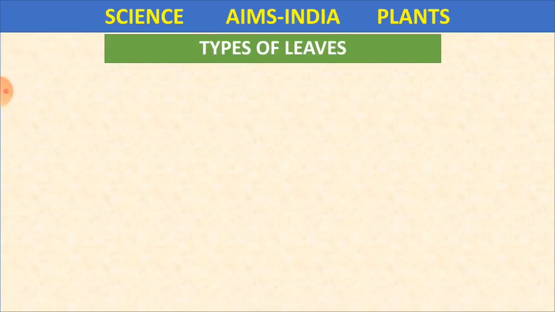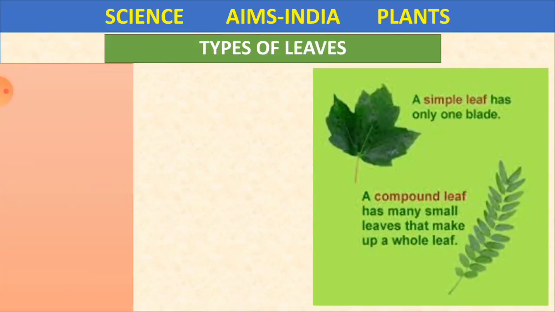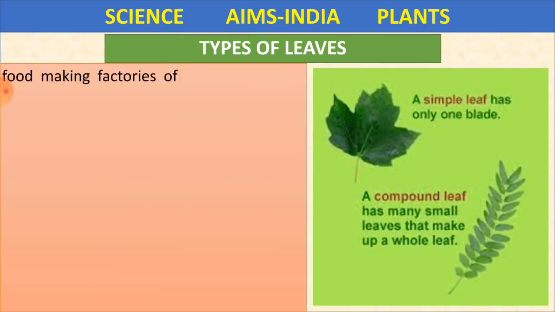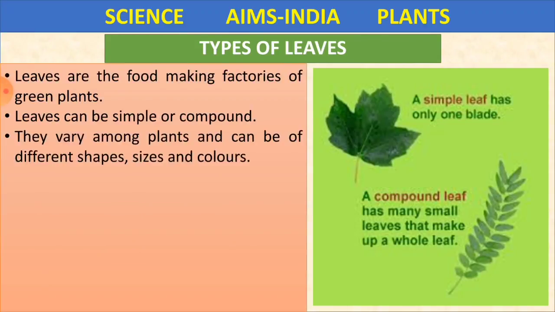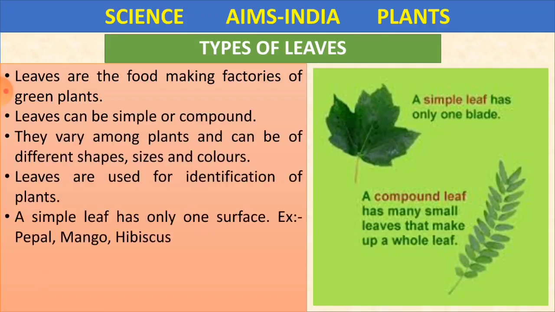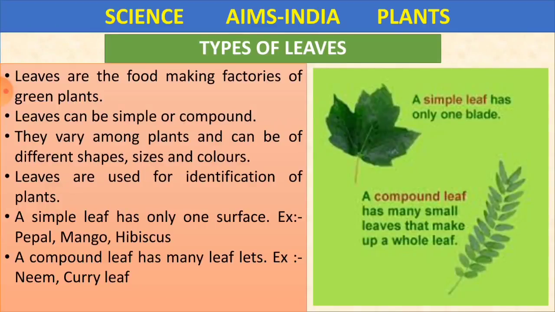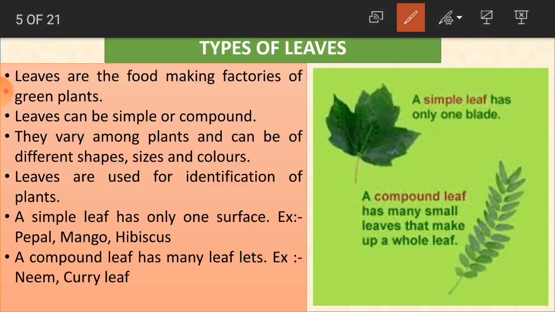Now we'll just learn about the types of leaves. As we have types of flowers and types of plants, we even have different types of leaves also. Leaves are the food making factories of green plants. Yes, obviously they make food. As we said, leaves make food. Leaves can be simple or compound.